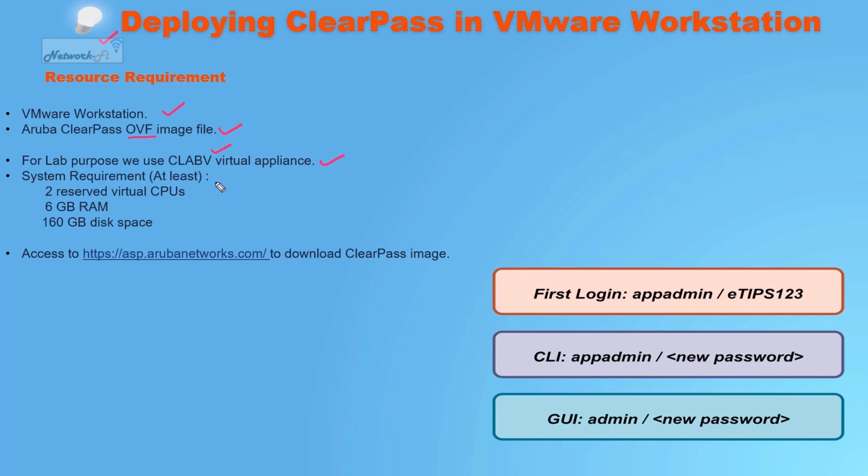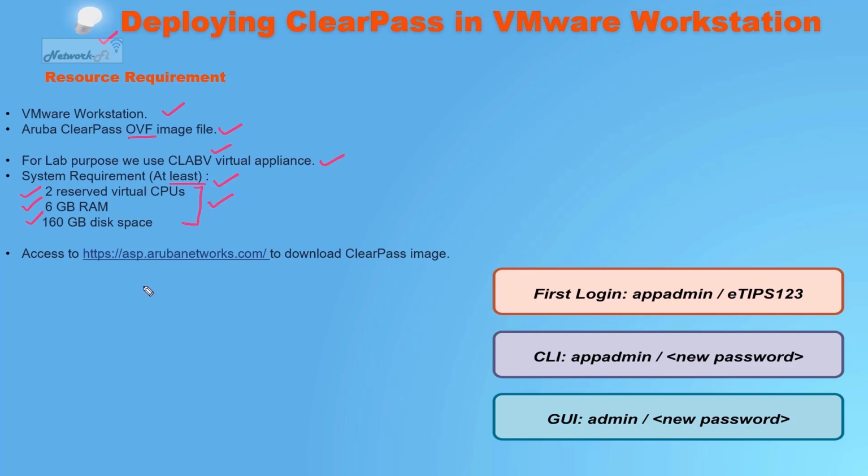Now let's talk about the system requirement. In our system or in our computer, we need at least 2 reserved virtual CPUs. We require at least 6 GB of RAM and we require 160 GB of disk space. And this is the least requirement, and if we have more than this, that would be better.